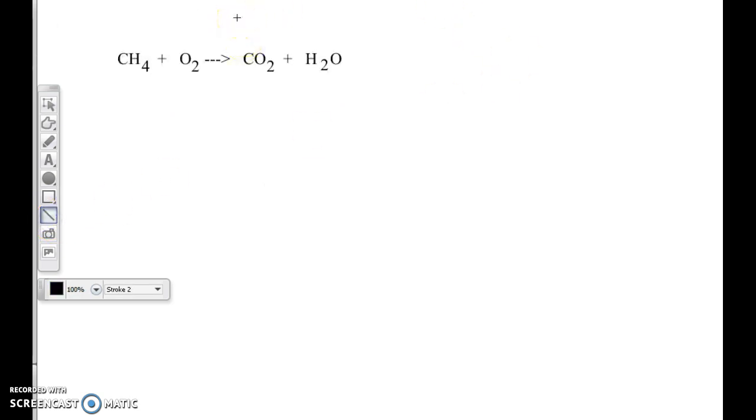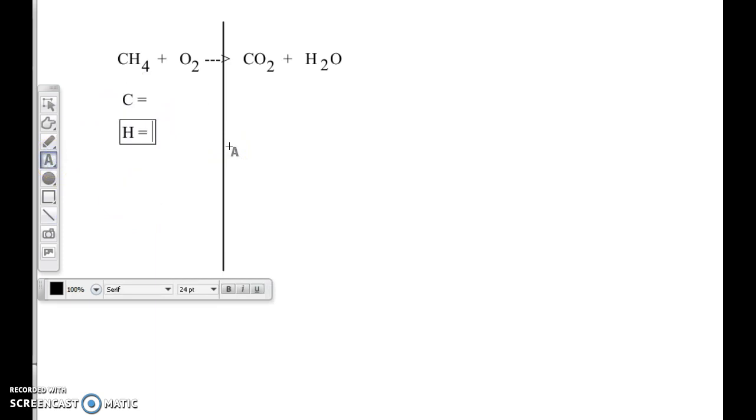Okay, what are you going to do first? Well, you're going to write this down on your piece of paper, and then you're going to write down how many atoms of each are on each side of the equation. All right, so on the reactant side, how many carbons do we have? 1. How many hydrogens? 4. How many oxygens? 2. On the product side, how many carbons? 1. How many hydrogens? 2. How many oxygens? 3. Did you get that one?